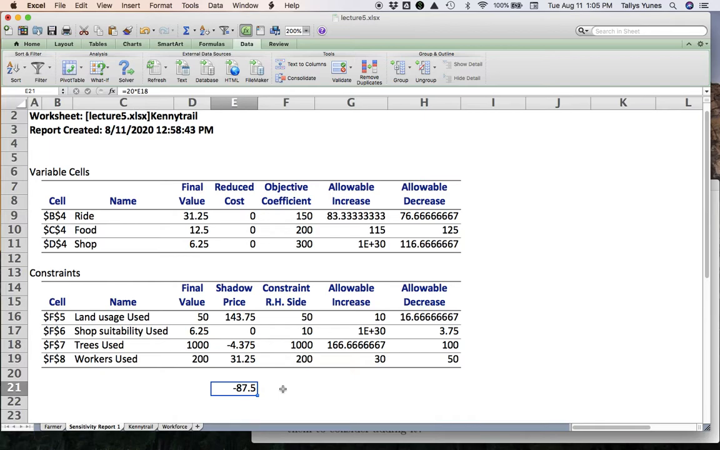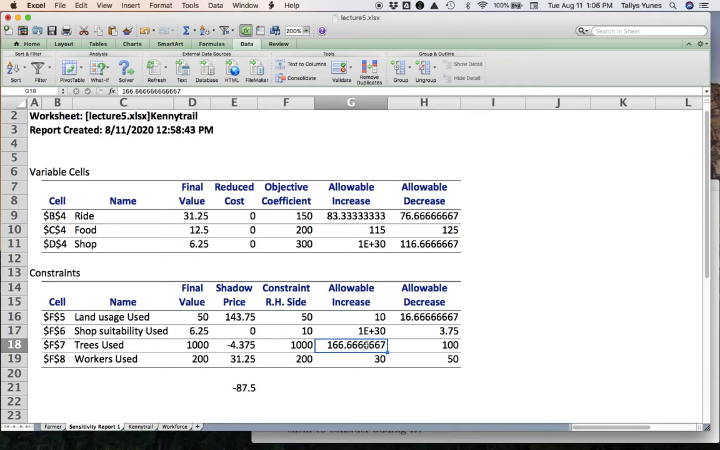But if I were minimizing, a change of this magnitude, a reduction, would be good. So for us, if the city council wants to increase this by $20, that would mean a loss in profit per hour of $87.5. And what if city council increased this to $1,200? Look at the allowable increase.